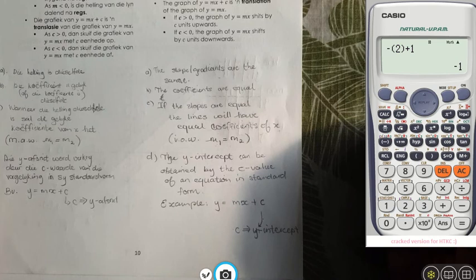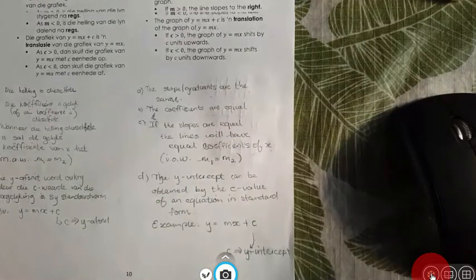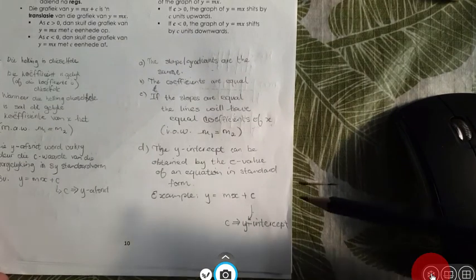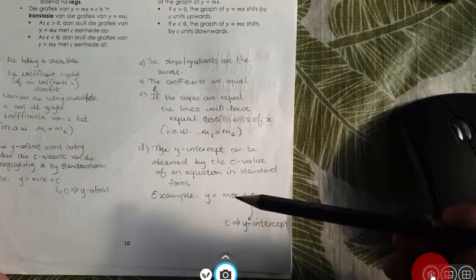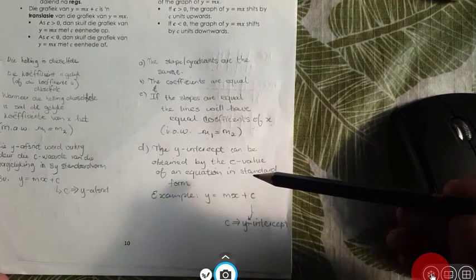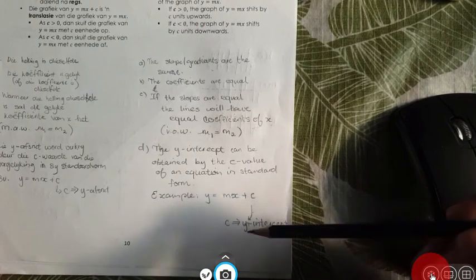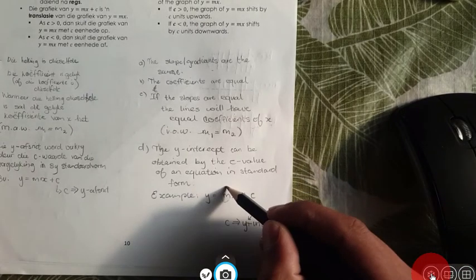At question number D, what is the y-intercept of each, and what is the relationship between the y-intercept and the equation? You can copy that answer as well if you didn't do it. The y-intercept can be obtained by the c value of an equation in standard form. For example, y is equal to mx. Now m here is the gradient.